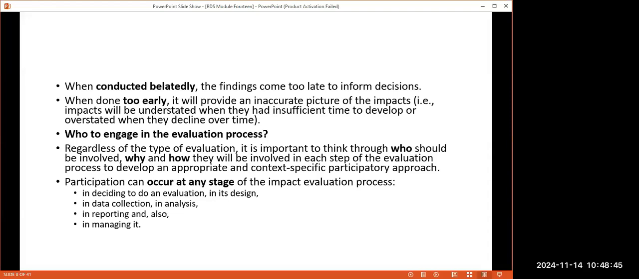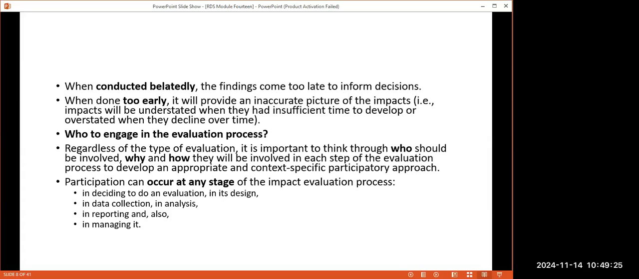So remember, there are two scenarios: you can conduct your evaluation too early, or you conduct your evaluation too late, belatedly. I think the balance is important, and that depends on every project. Now, who do you involve? That's a question that you must all consider. It's not about just the project team.